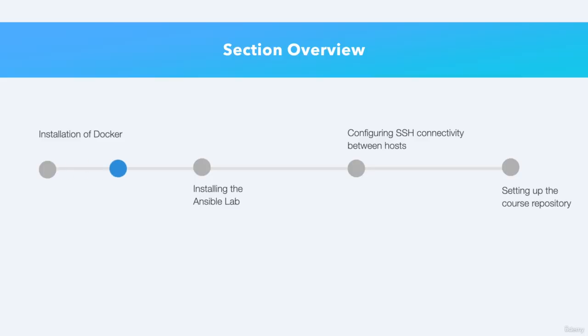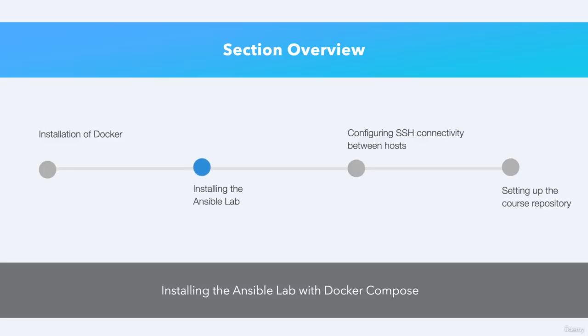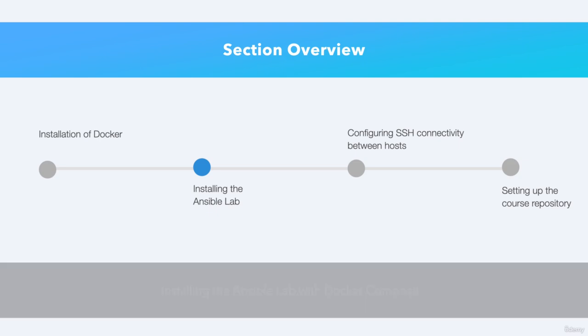After installing Docker, we'll set up our lab environment using Docker Compose, a tool commonly provided alongside the installation of Docker, allowing us to easily run multi-container Docker applications with shared networking. When this is complete, you'll have a dedicated Ansible lab environment.